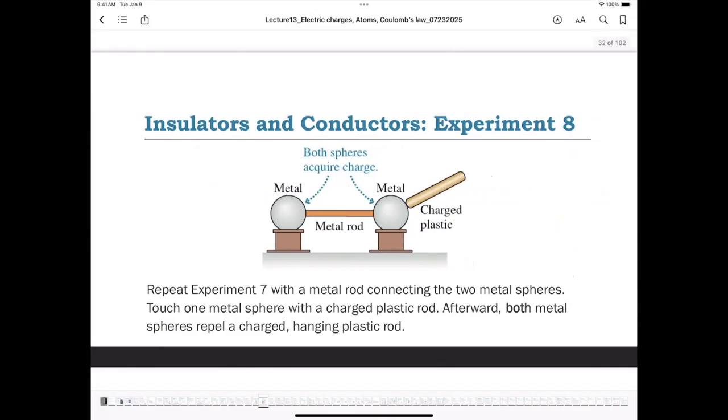Let's finish this experiment and talk about why. Repeat experiment 7, but with a metal rod connecting the two metal spheres. Touch one metal sphere with a charged plastic rod. Afterward, you can see the result.